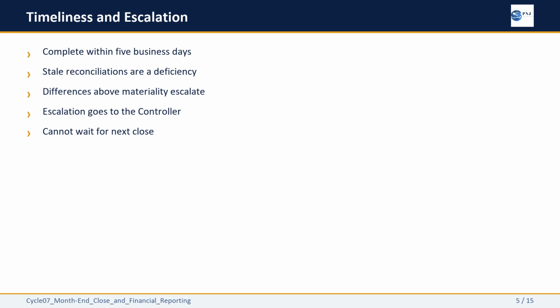And when a reconciliation reveals an unresolved difference above the materiality threshold, it does not sit in a queue. It is escalated to the controller immediately. It cannot wait for the next close, because by then the financial statements may already be wrong.